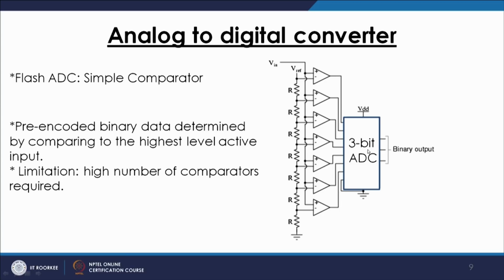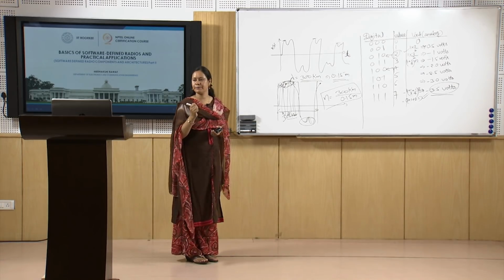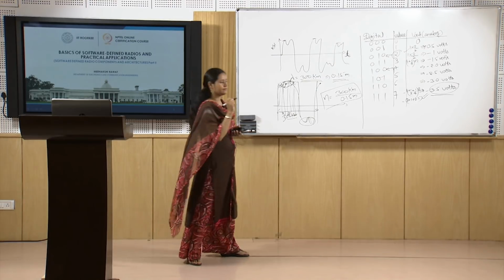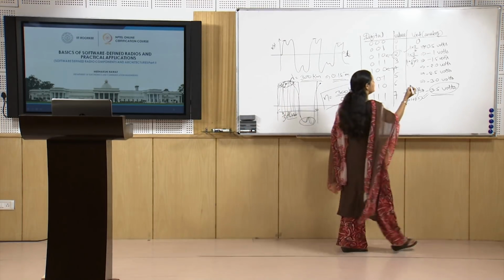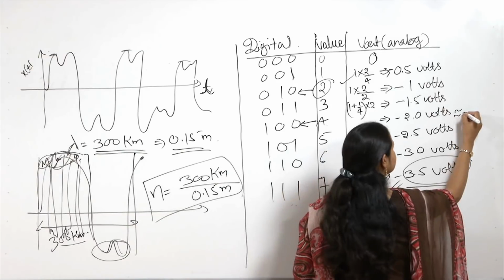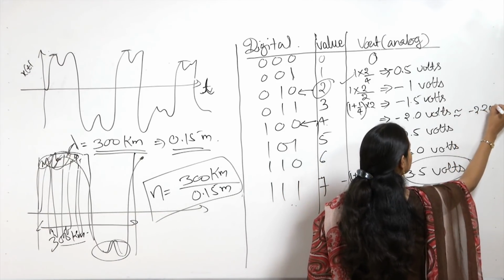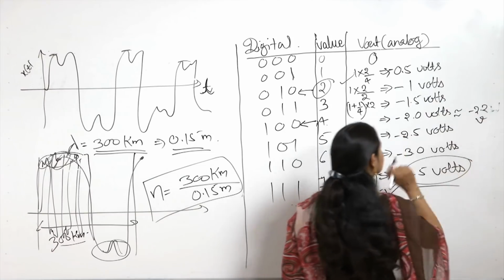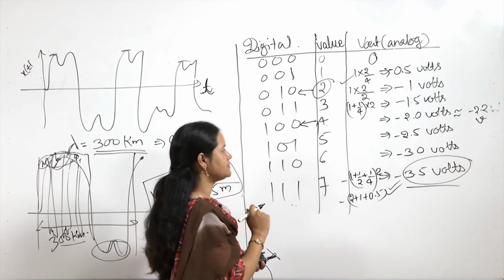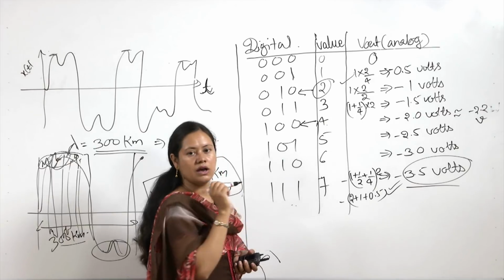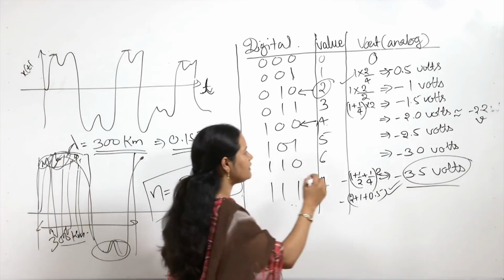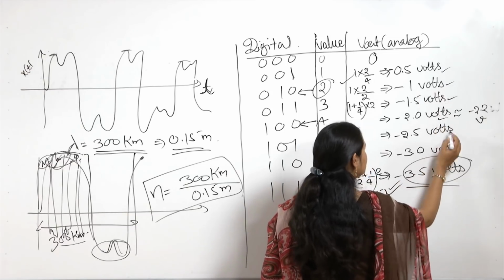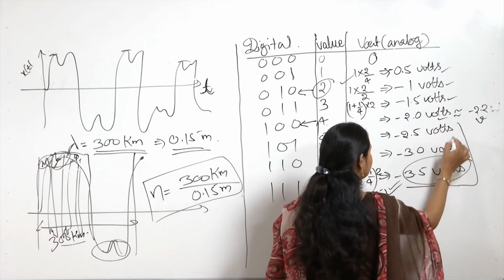For example, let us say our input voltage is coming out to be minus 2.2 volts. So it is near to this value. Minus 2.2 volts. So our registers will be able to show this value, this value, this value, this value, but it will not be able to show these 3 values.